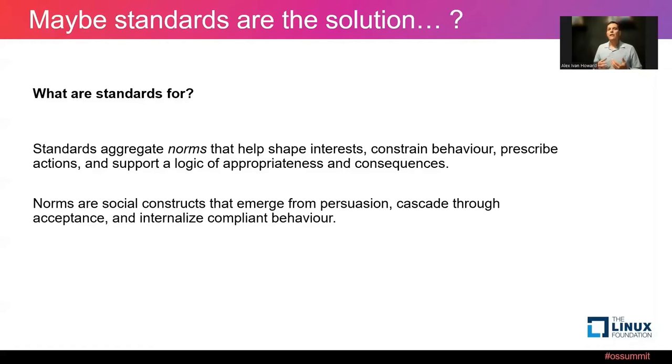So standards aggregate norms that help shape interest, constrain behavior, prescribe action, and support a logic of appropriateness and consequences. And so what are norms? Norms are social constructs that emerge from persuasion, cascade through acceptance, and internalize compliant behavior. So it stabilizes people's behavior. Standards make things happen in the same way. So that's that constrained behavior, prescribed action. And it lets consequences follow from compliance and non-compliance with those standards. So maybe this will help.